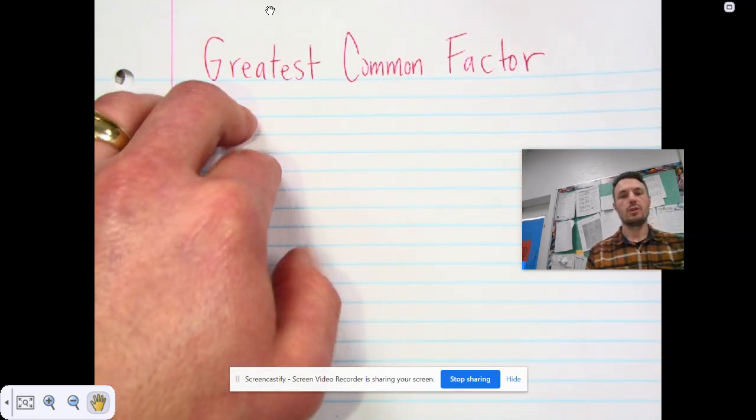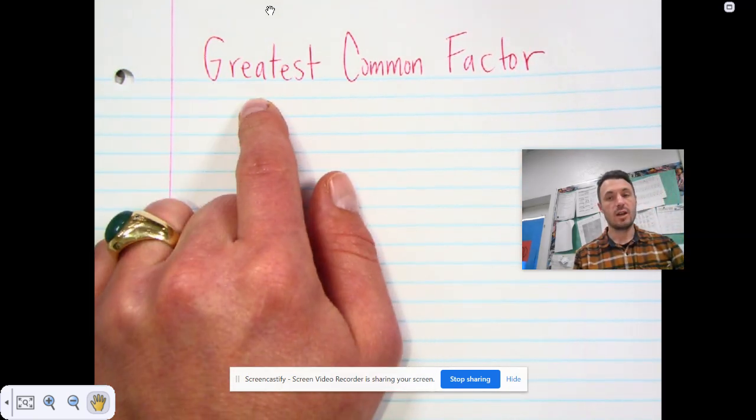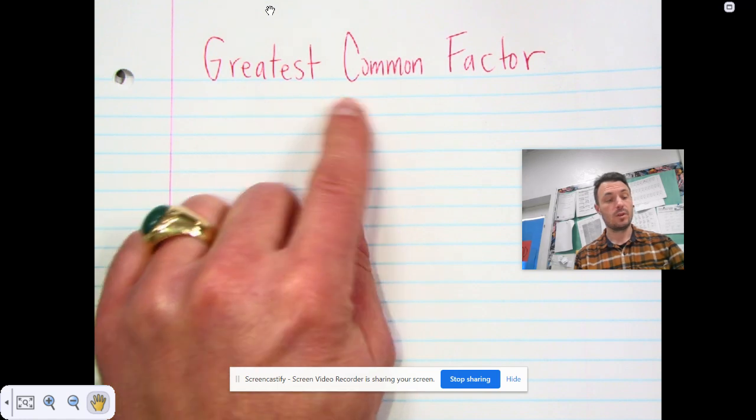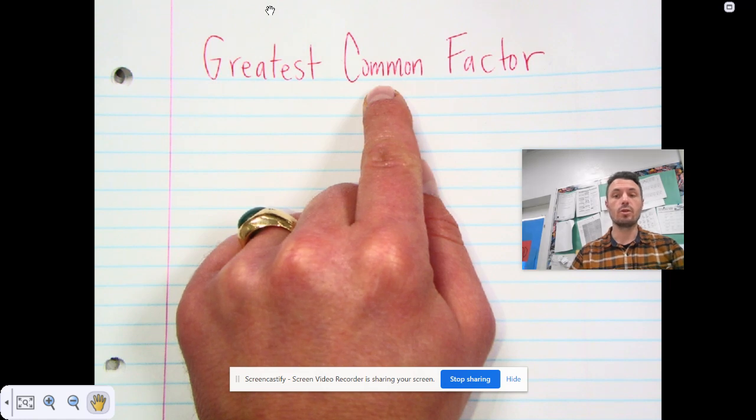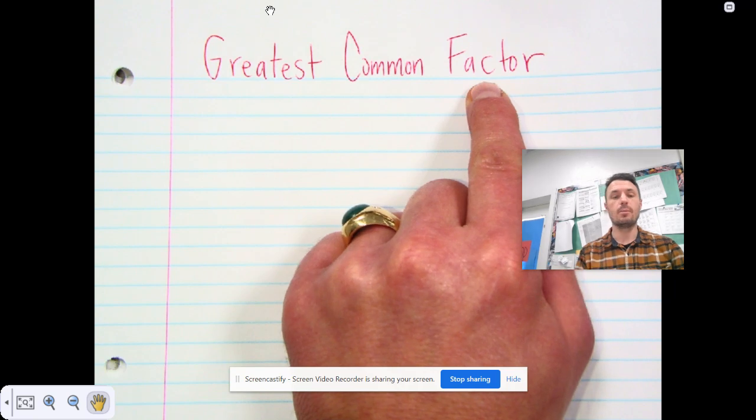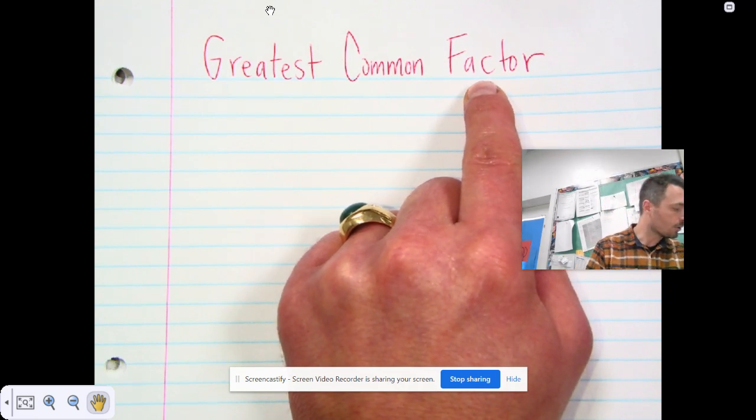Okay, so let's take this word by word. The word greatest means biggest. Common means two things have it in common, so it's in more than one group or in more than one list. And factor means it's a number that can fit into another number.